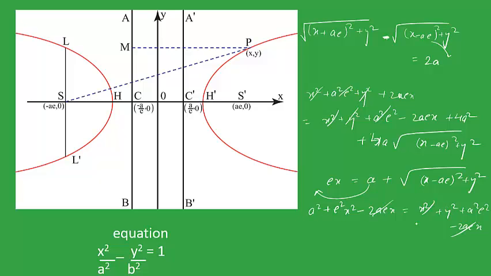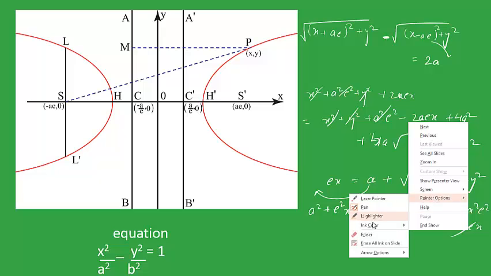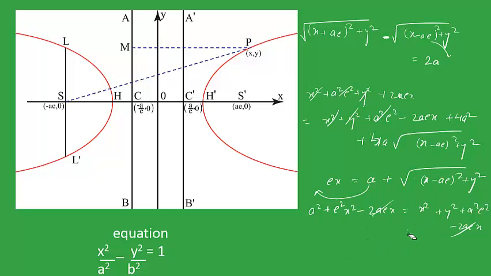This term won't cancel out. I'm mistaken here. Just let me erase this. And now taking the terms of x square, this particular term on the RHS and this term on the LHS. Let's take all the terms on the RHS first. So we have 0 equals x square minus a square into 1 minus e square, again minus y square.